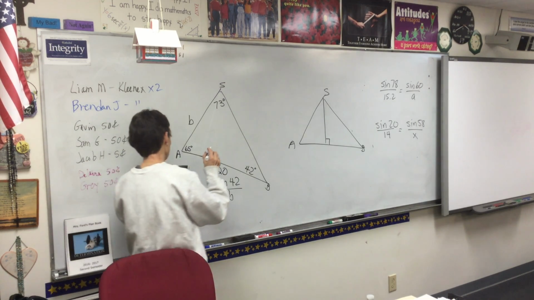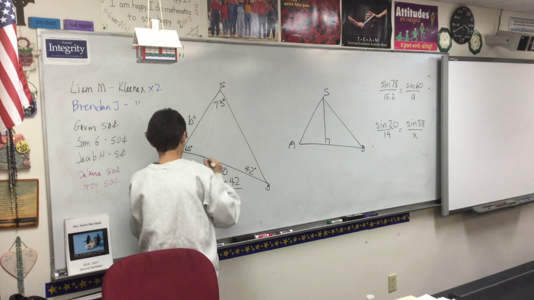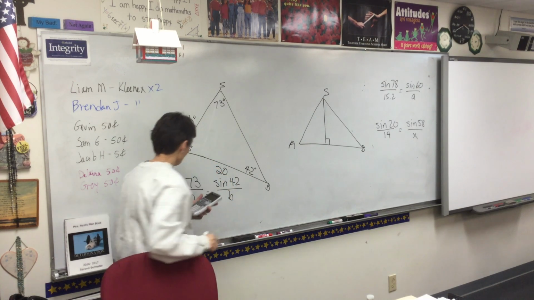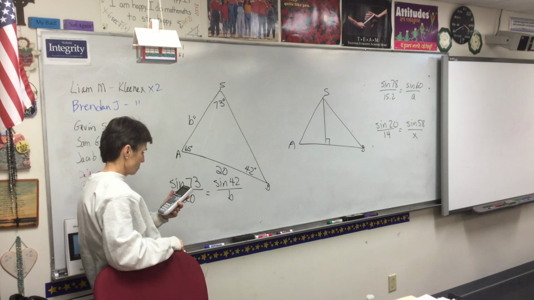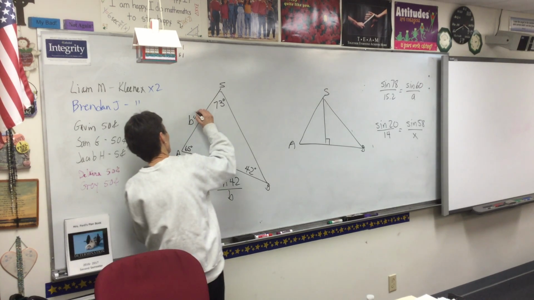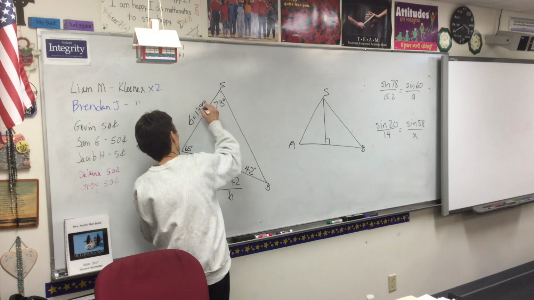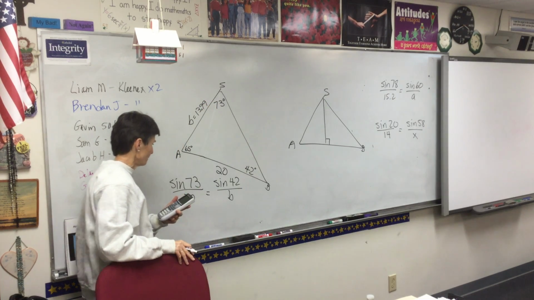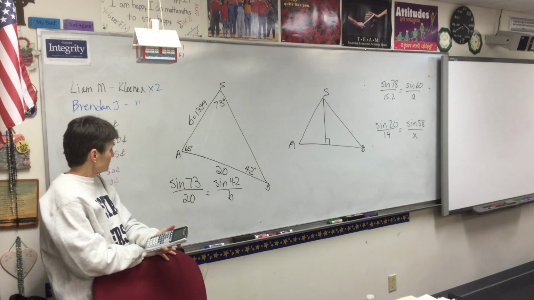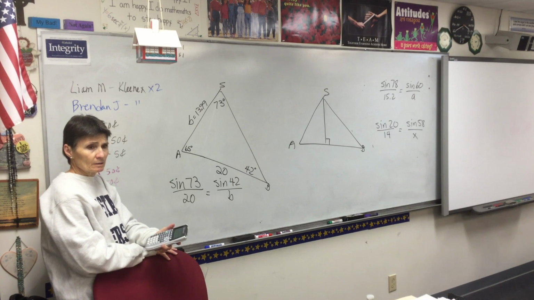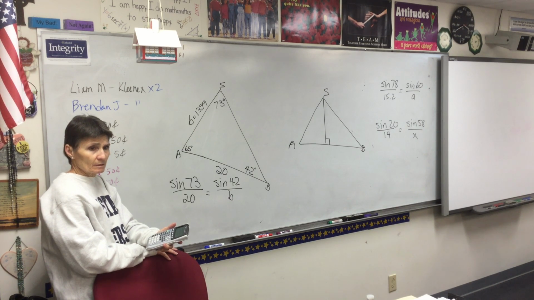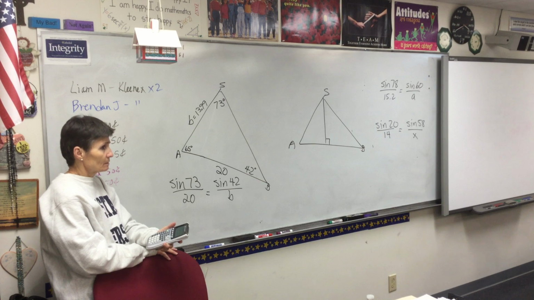What'd you get, Sam? I got 0.699. Try it again. I got 13.99. Try that again, Sam. You've been getting them all right. You must have just hit a wrong button. Yeah, that's not really right.